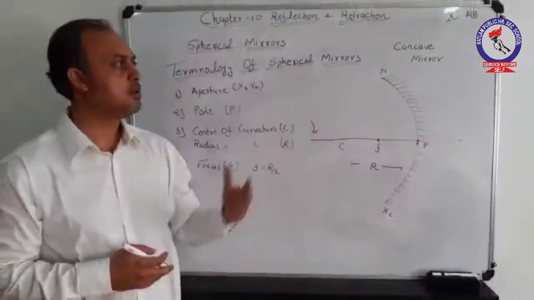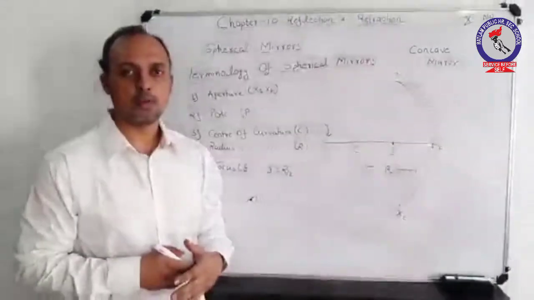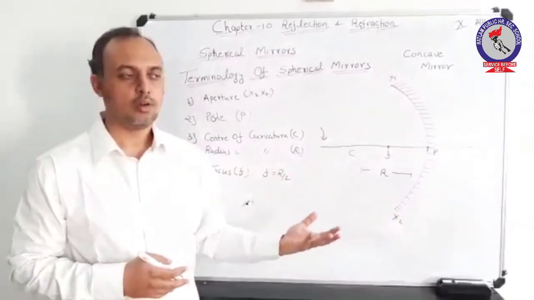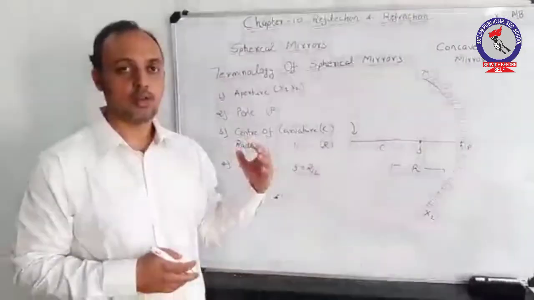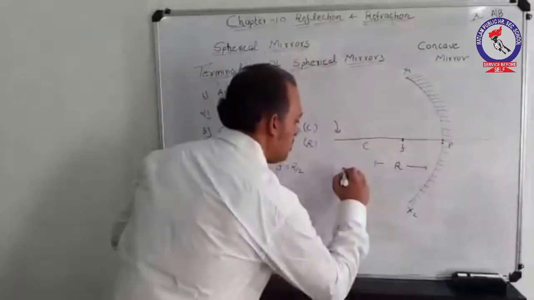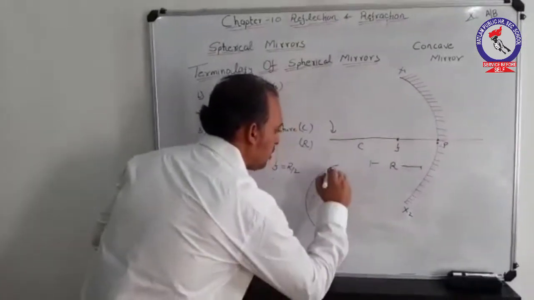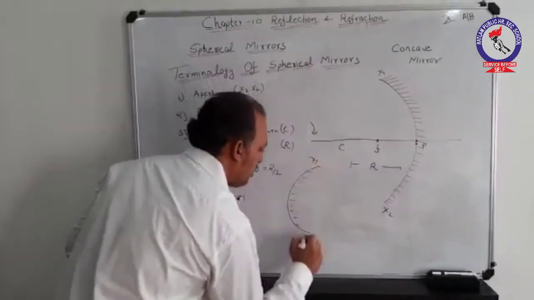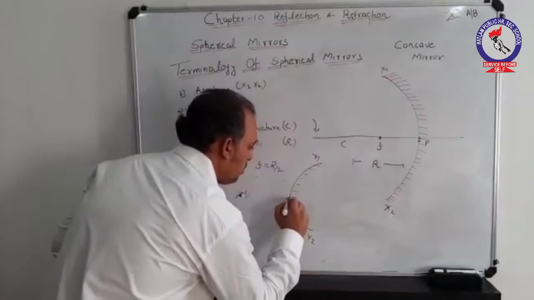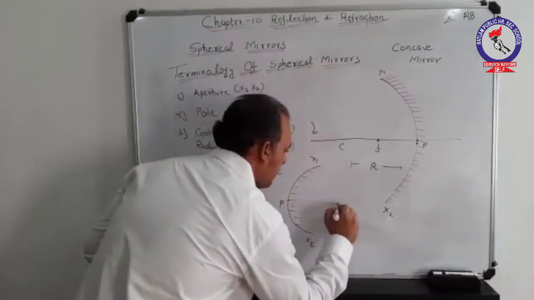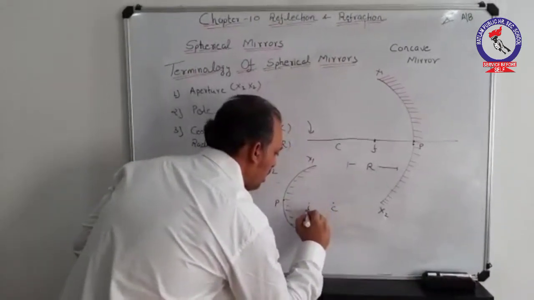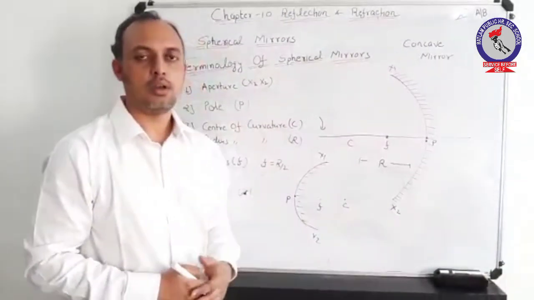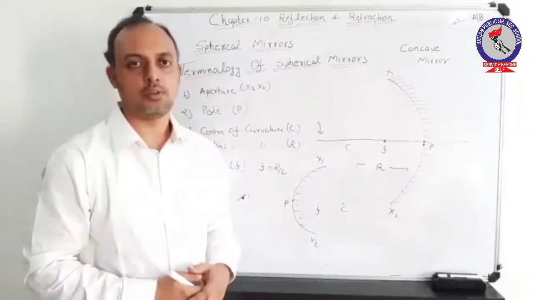We have just discussed the concave mirrors. Similar terminology can be used in a convex mirror. I am just drawing a rough diagram. This is a convex mirror having aperture X1, X2, pole P, having center C and focus F. All these points lie on the farther side in terms of the convex spherical surface.